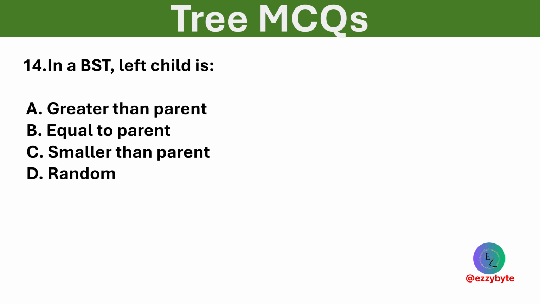In a binary search tree, the left child is: options are greater than parent, equal to parent, smaller than parent, and random. Option C is correct. Left child has a smaller value than the parent in a binary search tree.